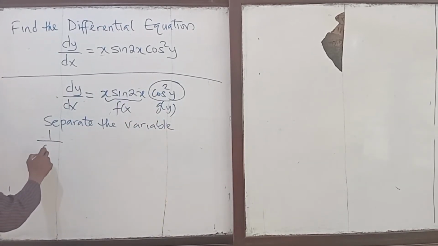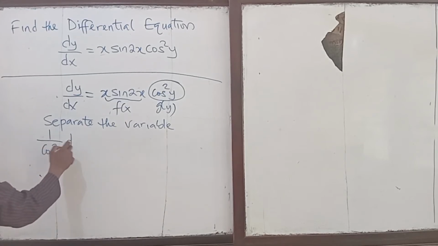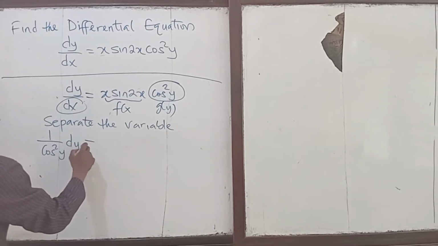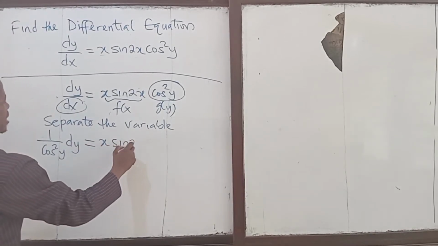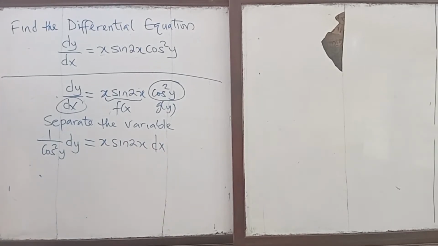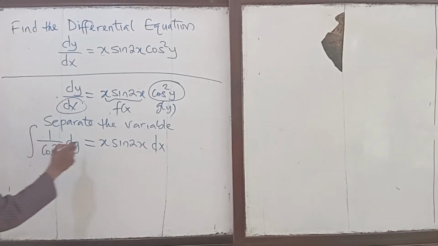1 over cos square y, dy. And at the same time, remove this one from here, and that will be equal to x sine 2x dx. And after that, introduce your integral sign to both sides.